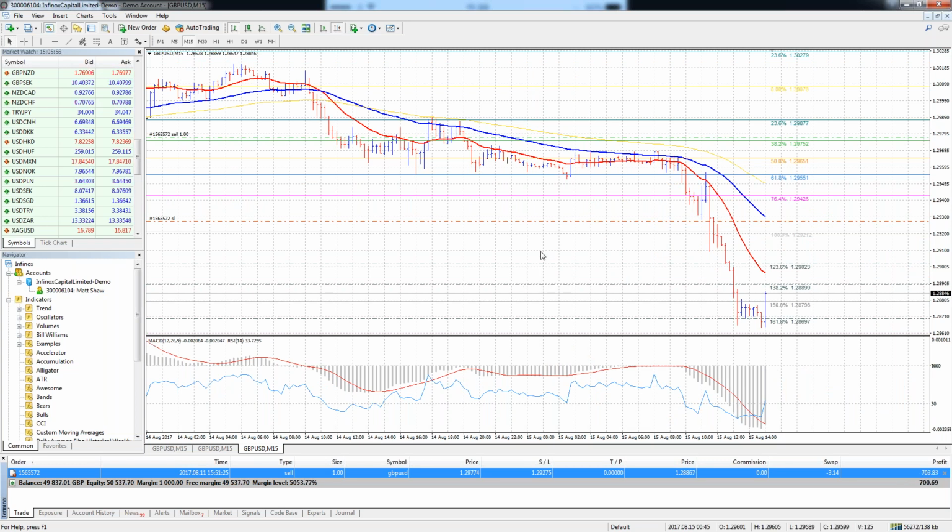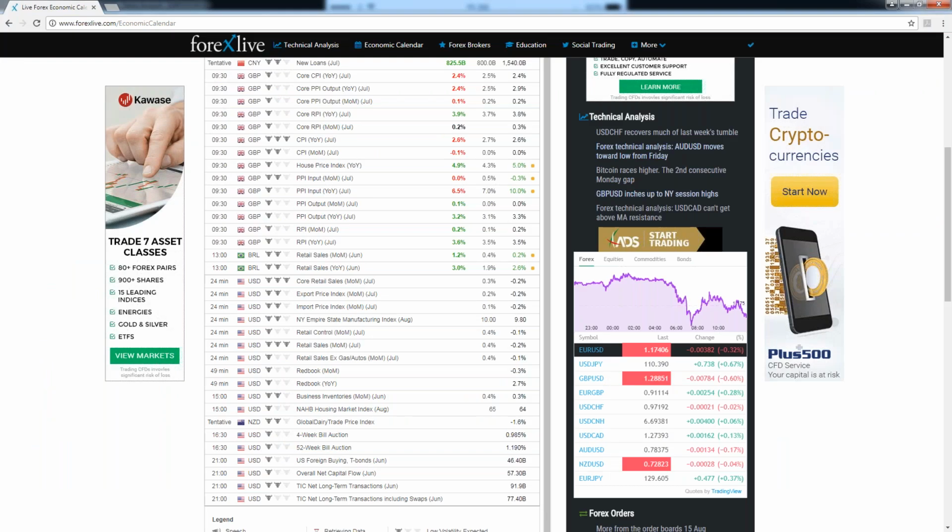But we would never get in now. I wouldn't have even got in this morning, because I know in a few hours' time there's data, and obviously we had the pound data anyway out earlier this morning at 9:30. So for me, I will want to wait at least until half an hour after the data has come out, just to let things settle and the market has factored everything in.